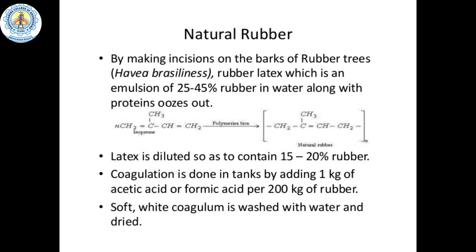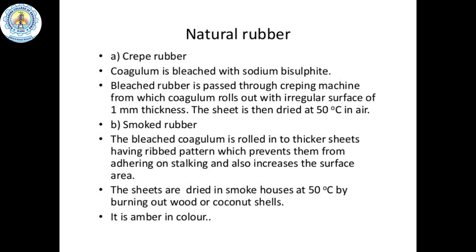From this we are preparing two types of rubber. First one is crepe rubber and second one is smoked rubber. So natural rubber is obtained by two methods. First one is crepe rubber, second one is smoked rubber.